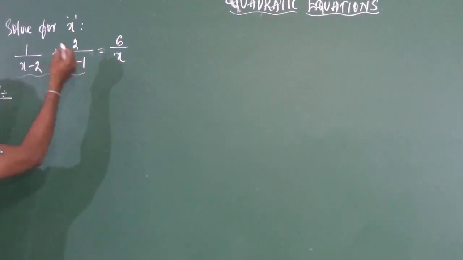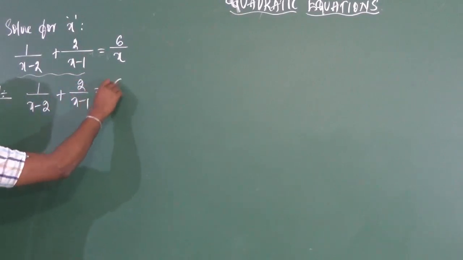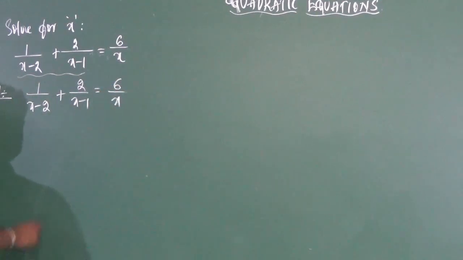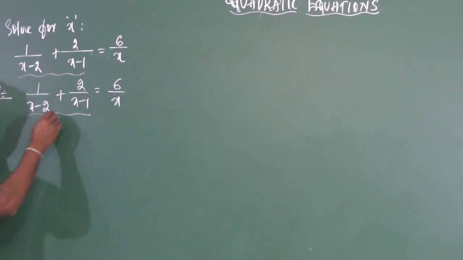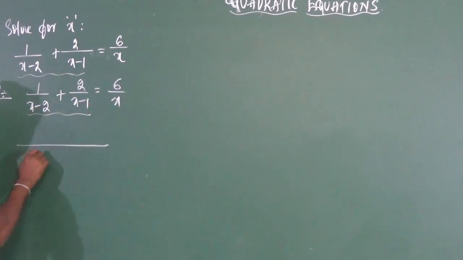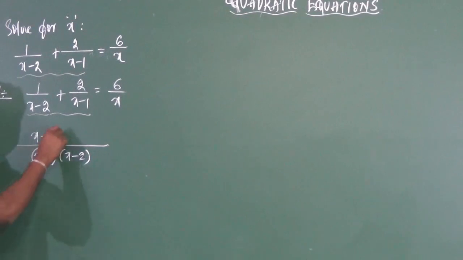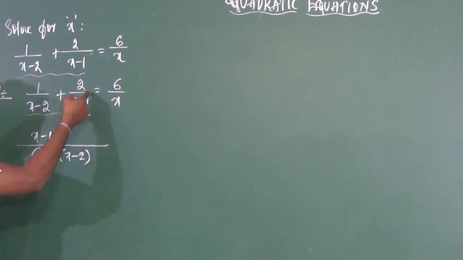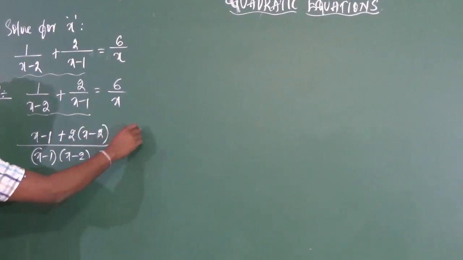So let us take the LHS. 1 by x minus 2 plus 2 by x minus 1 is equal to 6 by x. In the LHS we will work here because there are 2 fractions. So we take the LCM of the denominators. For x minus 1 and x minus 2, the LCM will be x minus 1 into x minus 2. First fraction, 1 by x minus 2 into this: x minus 2 cancels, remaining is x minus 1 into 1, that is x minus 1, plus 2 by x minus 1 into this: x minus 1 cancels, 2 into x minus 2, is equal to 6 by x.